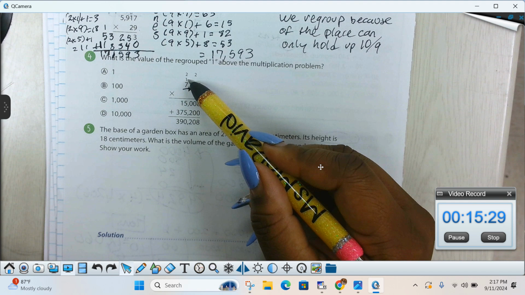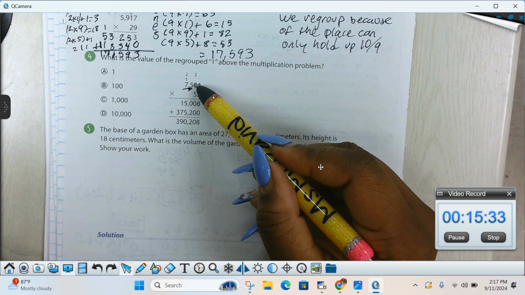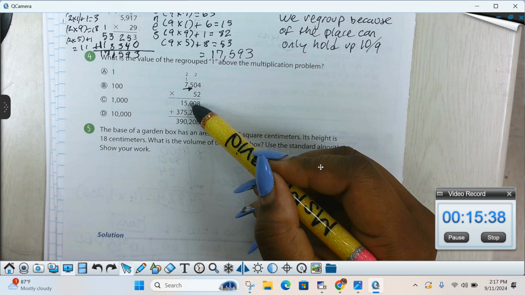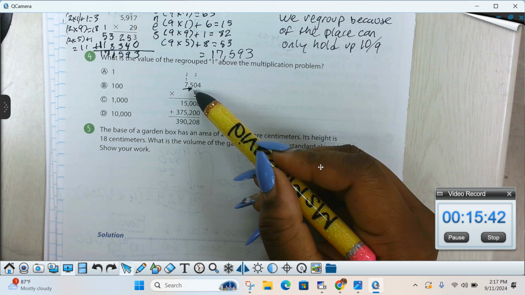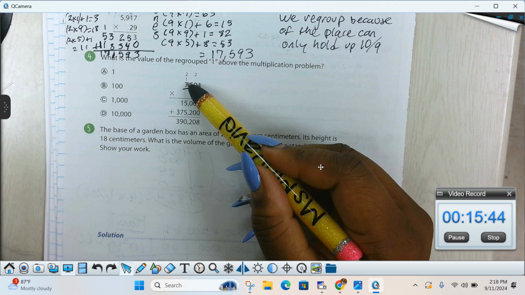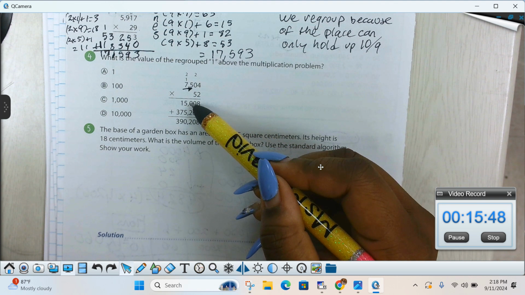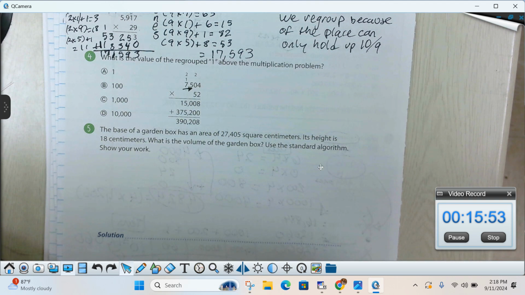All right, and since it's at the bottom row, that means it was part of this problem. 2 times 4 gave us 8. 2 times 0 gave us 0. 2 times 5 gave us 10, and then it carried the 1. So it was 2 times 5, which gave us 10. So what is the value of the regrouped 1?